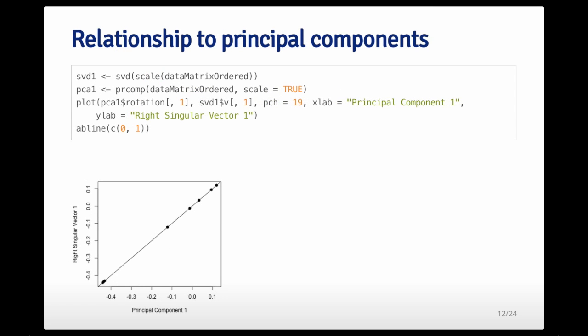So just to show that the relationship between the singular value decomposition and the principal components is close, I've calculated the SVD and the PCA of the same data matrix, and I plotted the first principal component on the x-axis, and the first right singular vector on the y-axis, and you can see that they fall exactly in a line. They're exactly the same things. So the SVD and the principal components analysis is essentially the same thing. And so if you're at a cocktail party and you hear two people talking about the SVD and PCA, you can rest assured that they're basically doing the same thing.